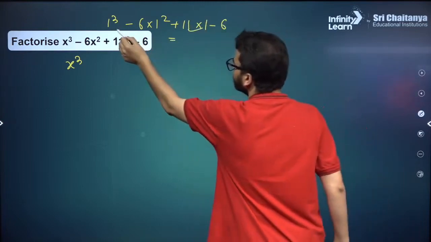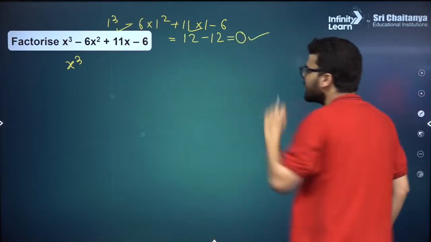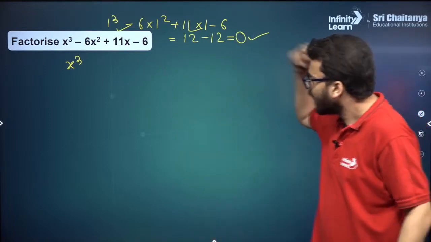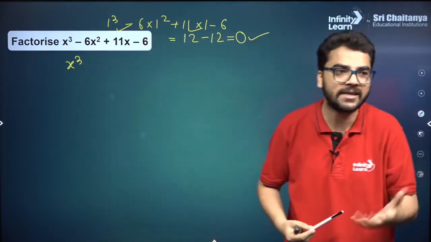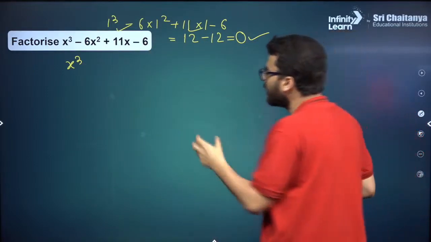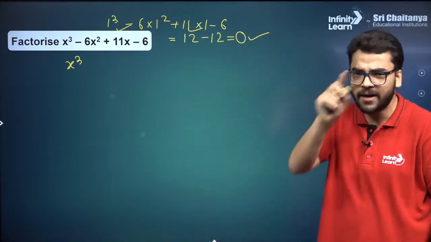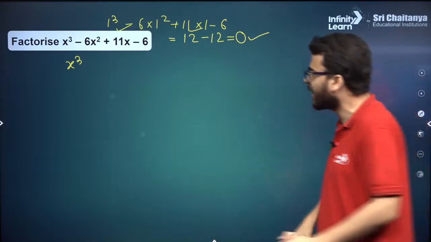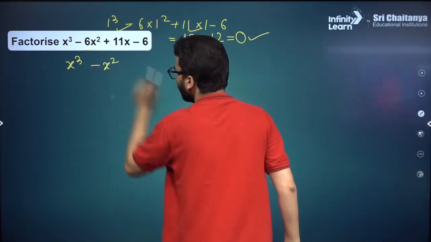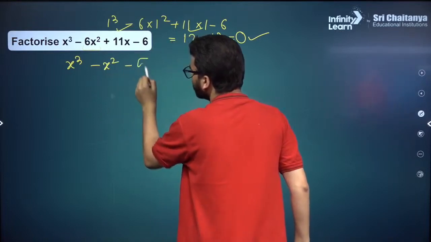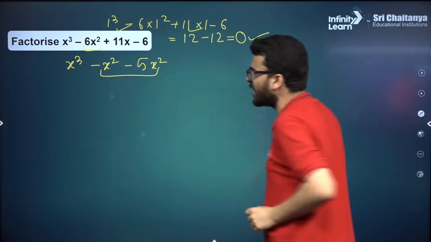You see 11 plus 1 is 12. So 12 minus 12 is 0. So basically I am doing this in my mind. It means x is equal to 1 is making this polynomial 0. What does it mean? It means that the common factor must be x minus 1. It means x minus 1 must be the common factor which can come. So you see, can I write this like this? Minus x square minus 5x square, tell me. This can be written as minus x square minus 5x square.